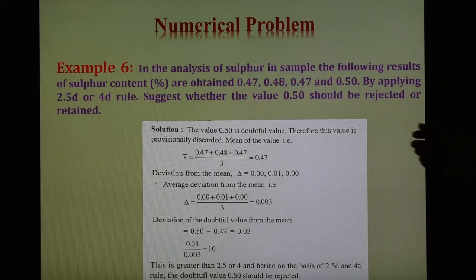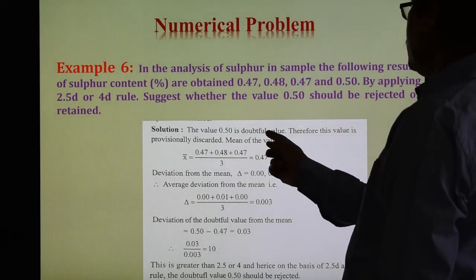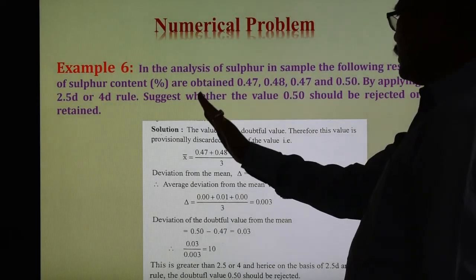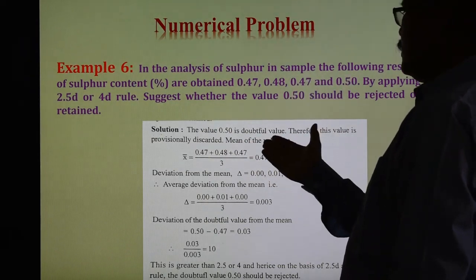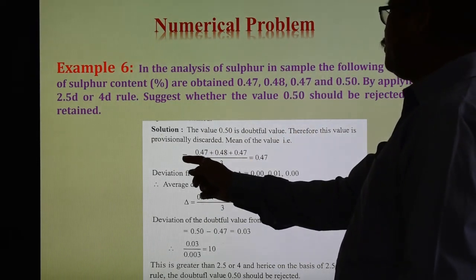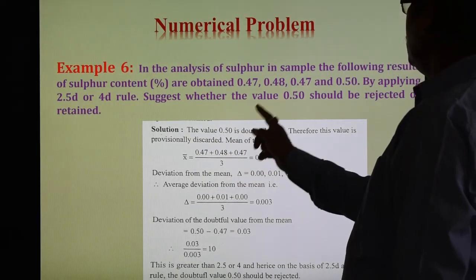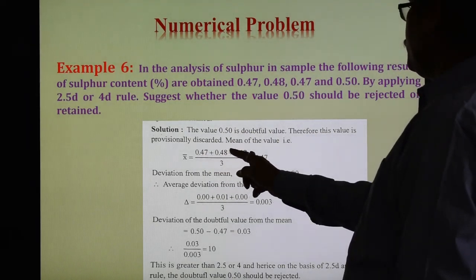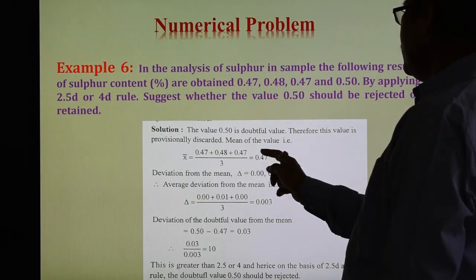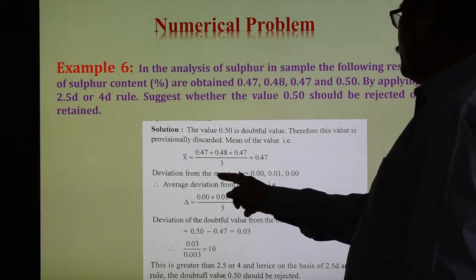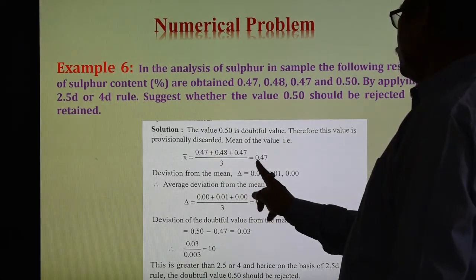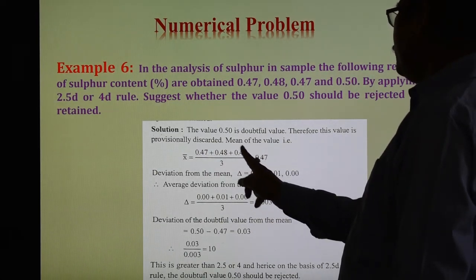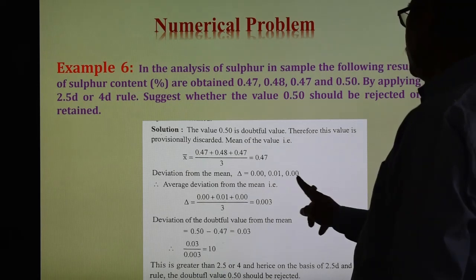Again, the value 0.50 is a doubtful value, therefore this value is initially discarded. So discard this value and find the mean of the other values. Now x bar is the mean, and other than this value, 3 values are there: 0.47, 0.48, 0.47, divided by 3 we get the mean. After that, the deviation from the mean. So delta equals the difference between the mean and each value, so this is the deviation delta.